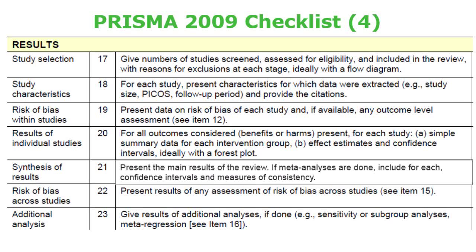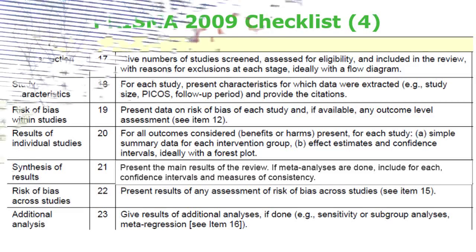In the results section, we would expect you to talk about study selection and characteristics, what you found in terms of risk of bias within the studies, the results of individual studies, synthesis of the results, and again, any risk of bias and additional analysis.